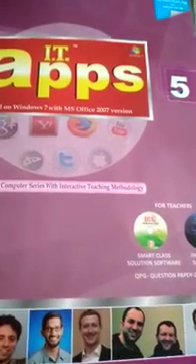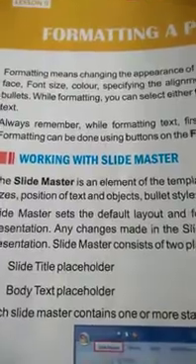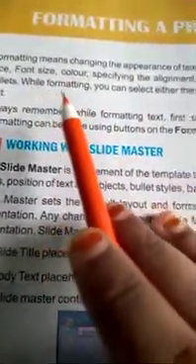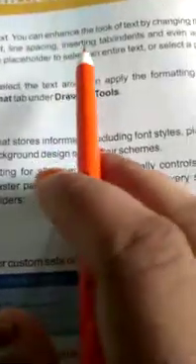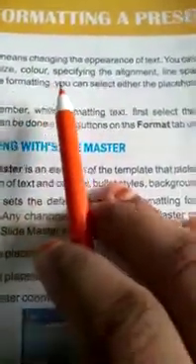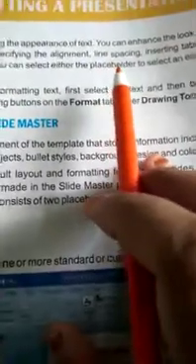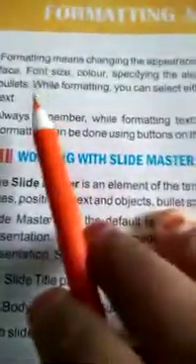In today's video, let us start lesson number 9. This is page number 90. Formatting a presentation. Formatting means changing the appearance of text. You can enhance the look of text by changing the font face, font size, color, specifying the alignments, line spacing, inserting tab or indents, and even applying bullets.